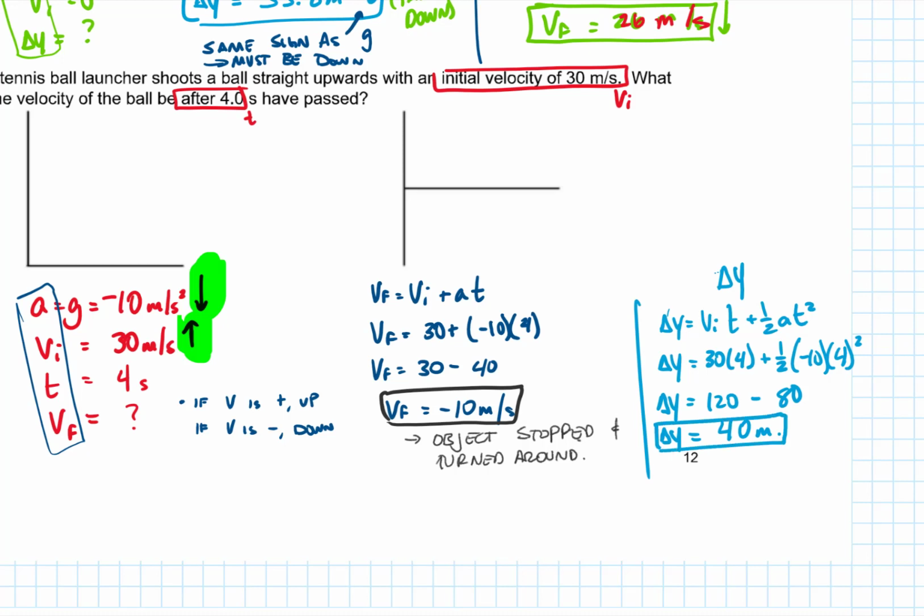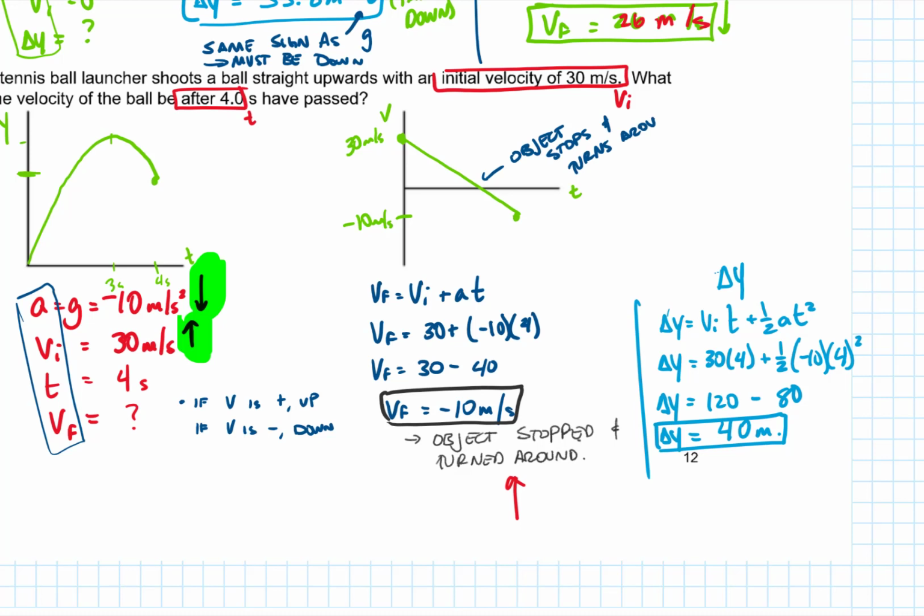Now here's the graph. Since we stop and turn around, that 40 meters is going to happen on the way back down. And we know we stop and turn around because my velocity goes from positive to negative. Another way that we could look at that is the velocity versus time graph. We start off at 30 meters per second and we end at negative 10. So looking at this graph, there is a spot where we stop. That spot right there, where we cross the axis, is where we stop. The object stops and turns around at this point.